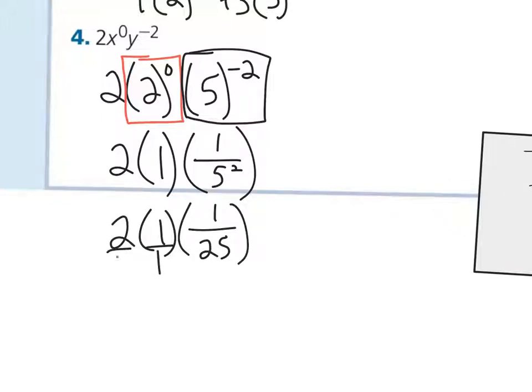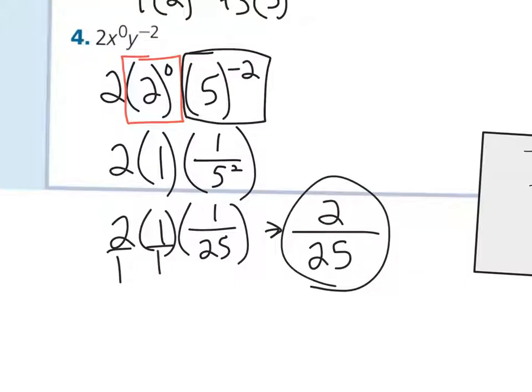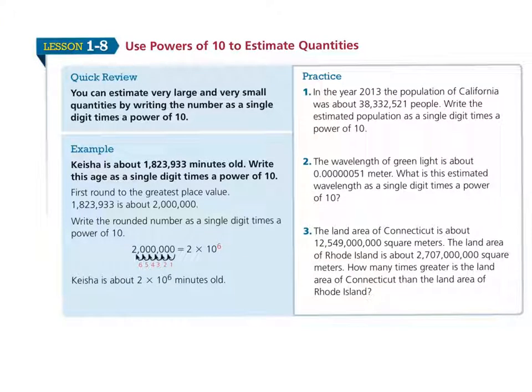And then if you want, you can put the 2 over 1, you can put the 1 over 1, and you can multiply all 3 of these together. If you don't want to do that all at once, you can multiply 2 and then multiply by the other one. But 2 times 1 is 2, times 1 is 2, 1 times 1 is 1, times 25 is 25. So 2 over 25 would be our answer for this problem.